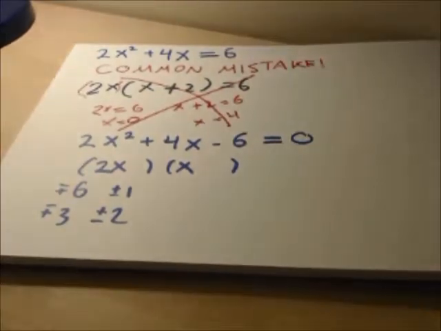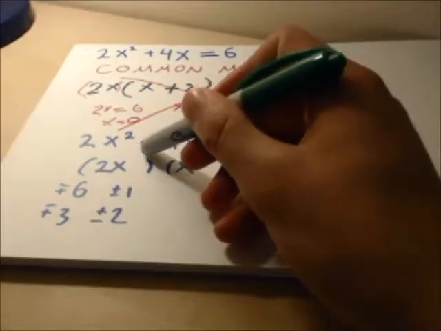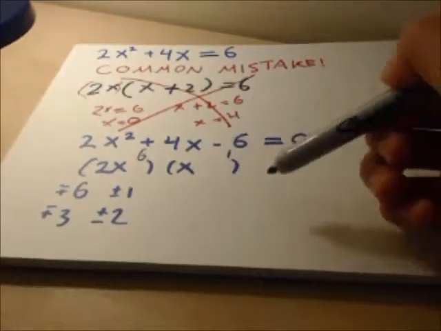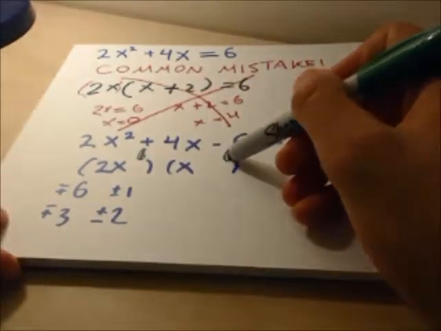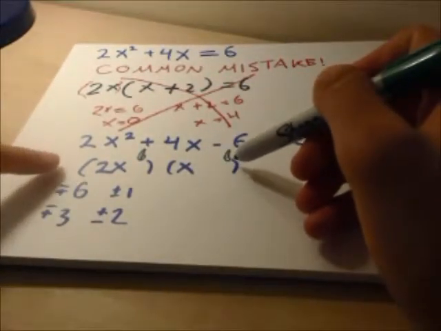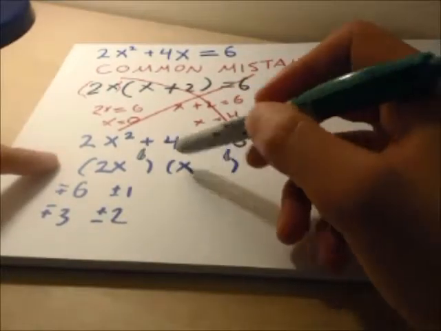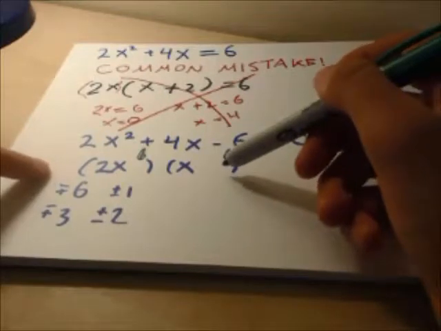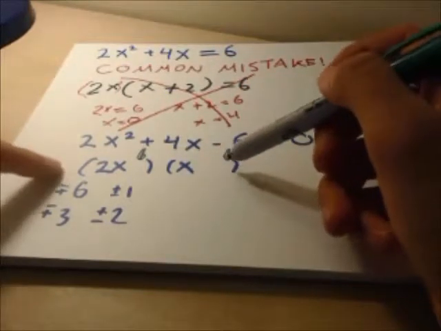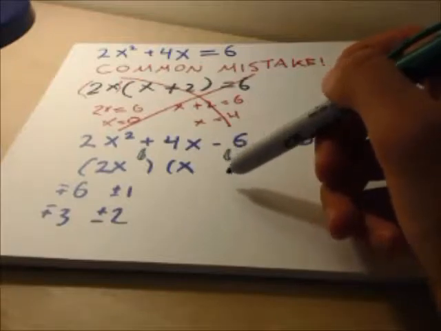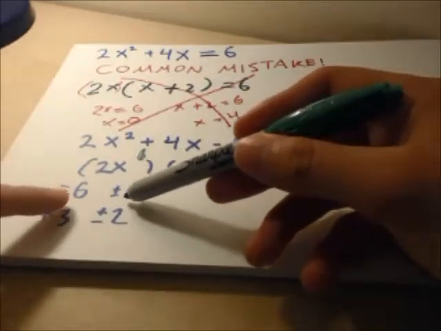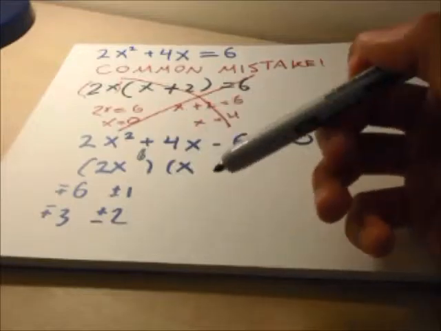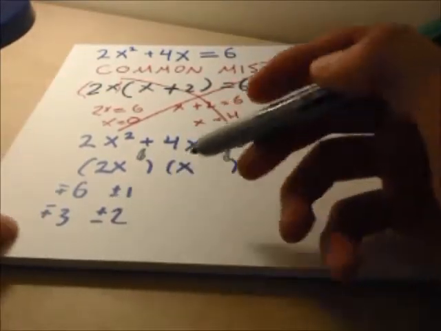if you were to put 6 and 1, or 1 and 6, sorry, 2x times 6 is 12x, and 1 times x is x. We wouldn't actually get the plus 4, because we end up with 12 minus 1, which is 11. You can see that the difference between the numbers is kind of big, so you don't want that. So let's try 3 and 2.